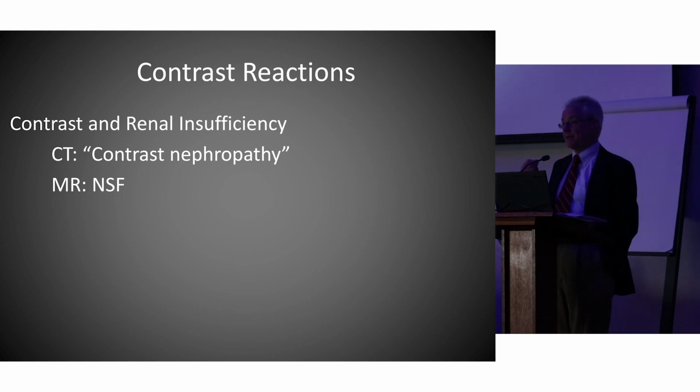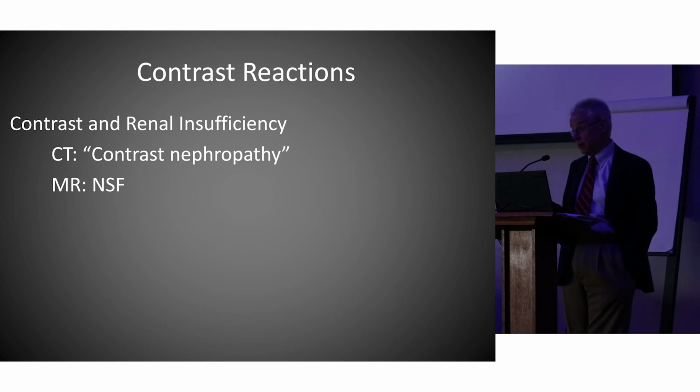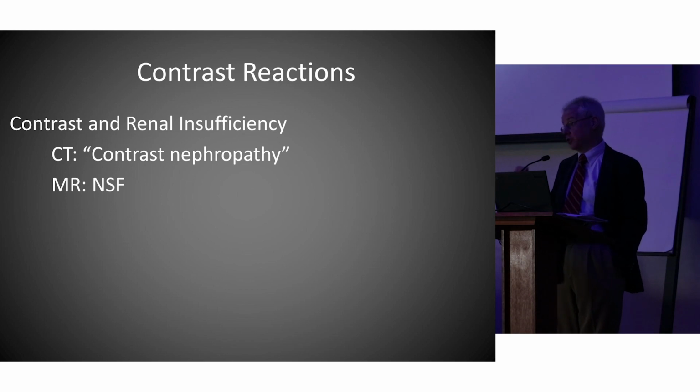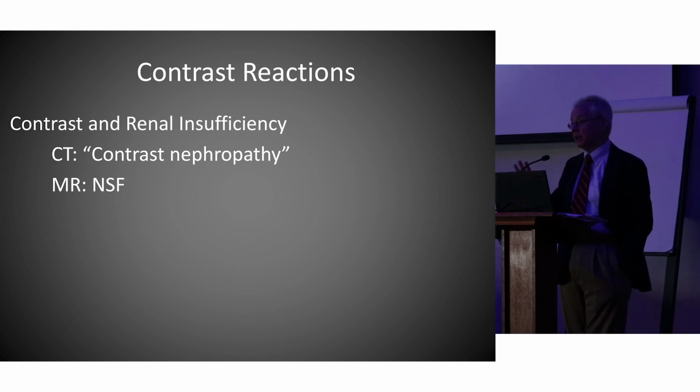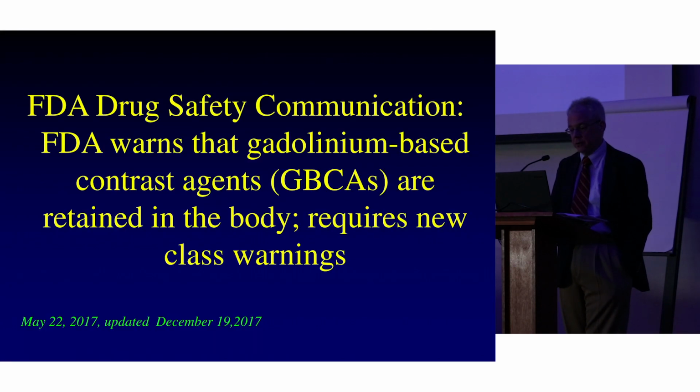In patients who have compromised kidney, who are on dialysis or have borderline kidney function, they shouldn't get gadolinium for an MRI because they can get something called NSF, nephrogenic systemic fibrosis. It's a horrible disease. Basically, it very rarely occurs because those patients just don't get gadolinium anymore. That doesn't happen in people with normal kidney function.